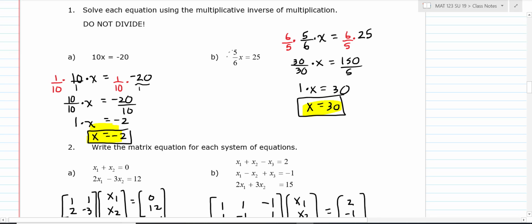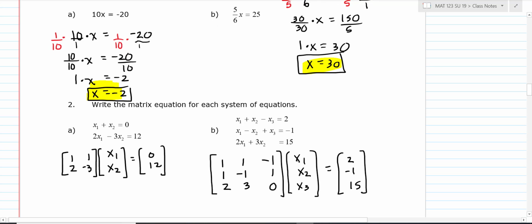Okay, this one, the inverse is the reciprocal. So from the left, you should multiply by 6/5. Okay, when I do that, multiply straight across, that's 30 over 30x. You can put that over 1. You could cross cancel if you wanted to, or just go straight across. 150 over 5, so that gives 1x is 30. And again, the identity times x is itself. That's what I want to see. And if you didn't write your step that way, go back and change it and write the steps that way.